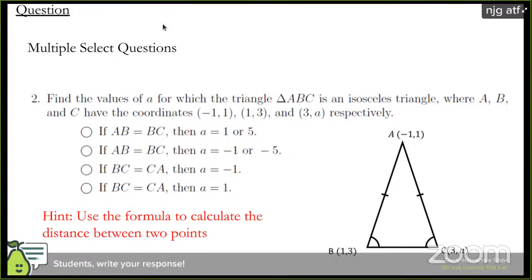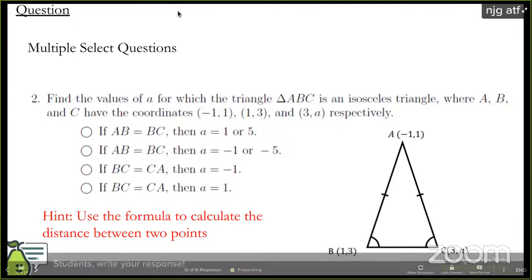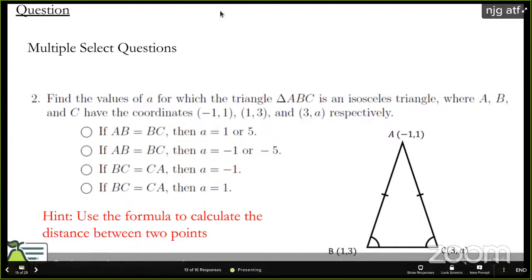Sir, we have to write the options as 1, 2, 3, 4, na sir? Yeah, it's your wish. If you consider those as 1, 2, 3, 4, you just write 1 comma 2 comma 3, or else A, B, C, D is also fine. Okay, okay.